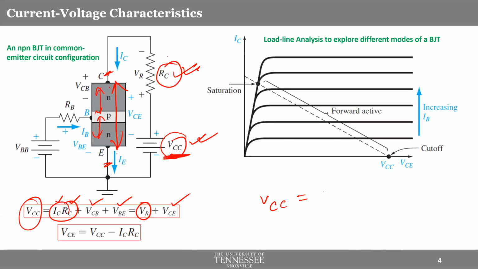let's pay a little bit more attention to this resistance, and try to draw the current voltage characteristics of this resistance. So far, we have been drawing the current voltage characteristics of the BJT, but this resistance is also a part of this entire circuit. And let's for a second try to draw the current voltage characteristics of this resistance.